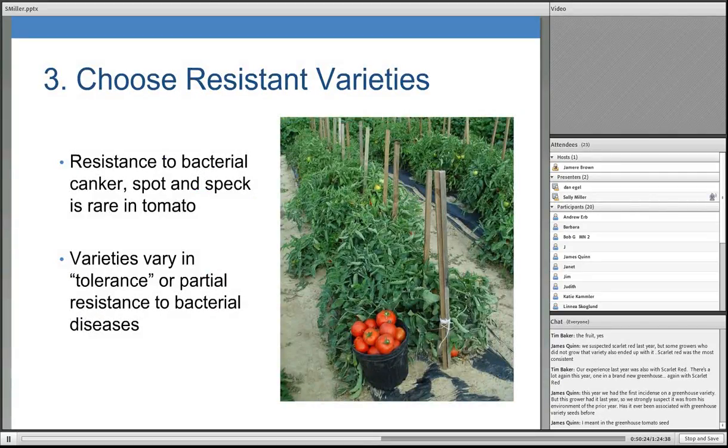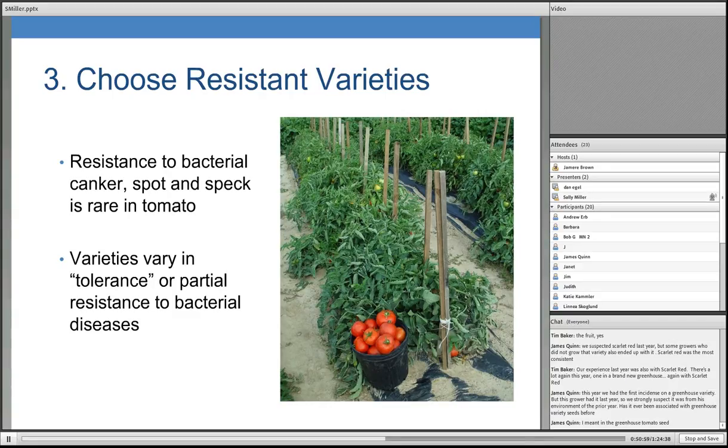Now, this one on the first slide, I put in parentheses because, of course, in any IPM program you want to use resistant varieties. But unfortunately, there really aren't any for these particular bacterial diseases. There's a little bit of resistance for bacterial speck in some processing tomato lines, but in general you don't have good resistance to bacterial diseases, particularly not spot or canker. And that's not for lack of trying. These are just very difficult to develop.